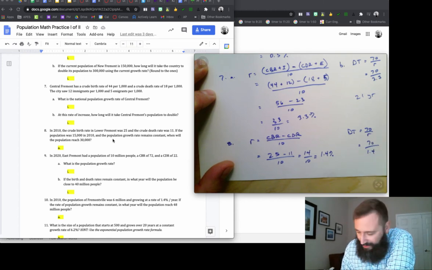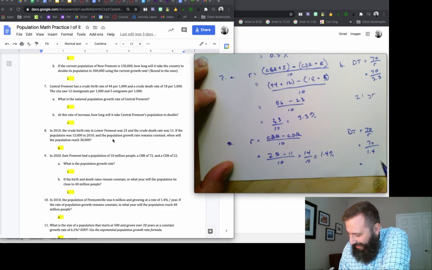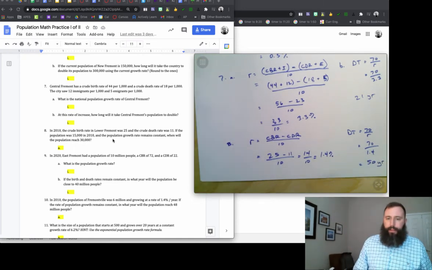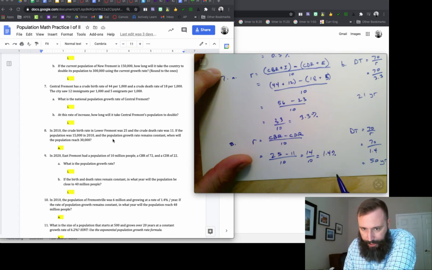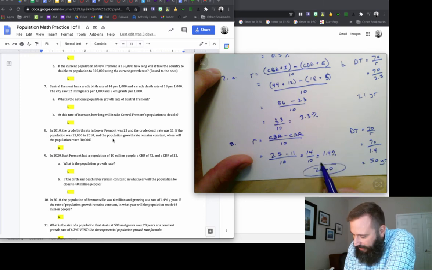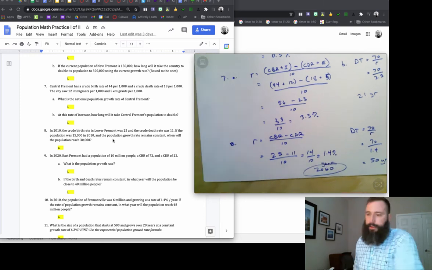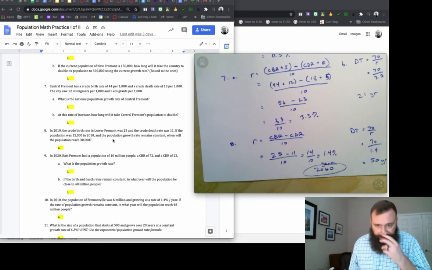We drop the percent sign and you get, I think I can do this one in my head. Isn't it 50 years? So the question is, when will the population reach 30,000? Technically, if we're in 2010, 50 years later will be 2060. The year 2060 will be the correct answer.